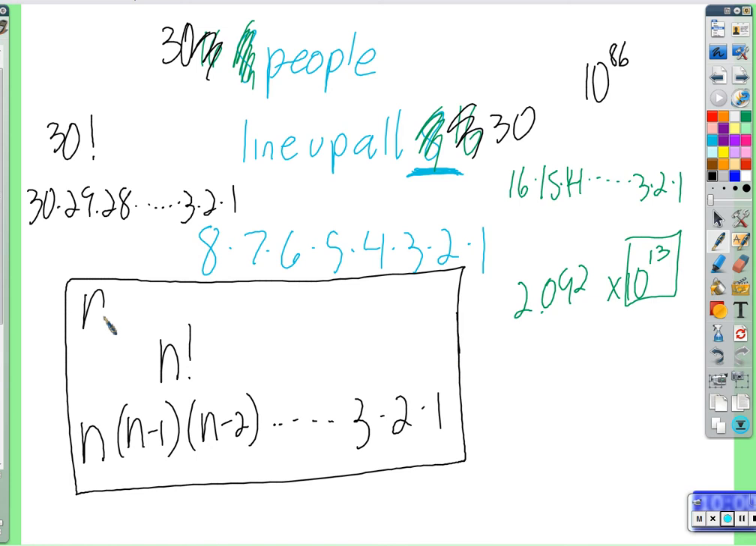This is n factorial. It can be used for more than this, but it can be used to count the total number of permutations of n things. If you have n things and you want to arrange them in all possible ways, you just take n factorial: n itself times the number before that, times the number before that, all the way down to 3, 2, 1.